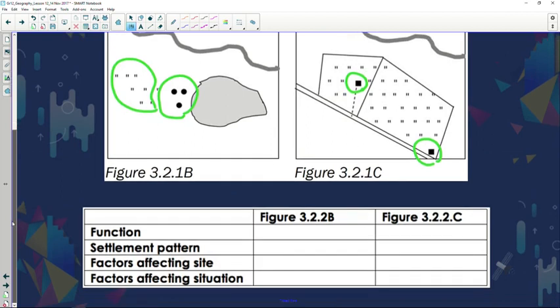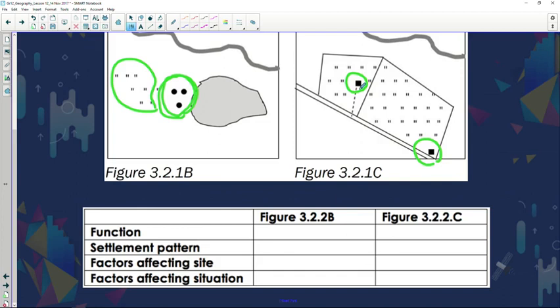Now, if you look at the settlement pattern, I've already mentioned it to you. 3.2.1b is where, look, the settlements are quite close to one another, that's nucleated. And 3.2.1c is dispersed, they're quite far from one another.